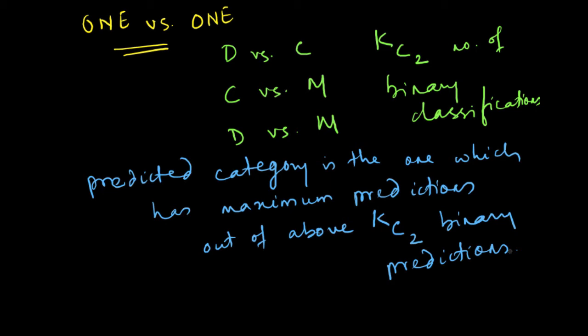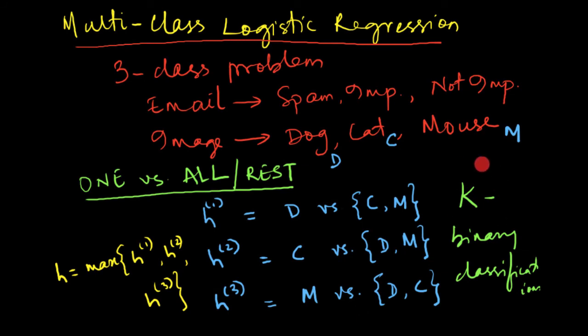The second thing is that this one versus one in particular is computationally very expensive, because we need to do KC2 number of binary classification problems. So if your K is large, your KC2 will again be very, very large. In comparison, this is relatively cheaper, because here you only have to do K number of binary classifications.